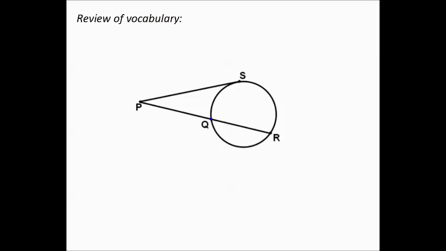We know that from Q to R, this segment is called a chord. And we know if we were to label it on the side, we would write it as a segment. Segment QR is called a chord.